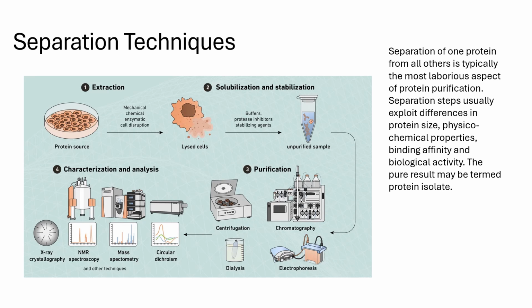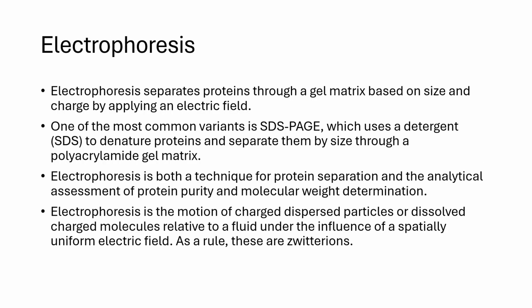All right, so during the purification process, they will use chromatography, centrifugation, dialysis, and electrophoresis, which we are going to learn. They may also use NMR, mass spectroscopy, circular dichroism, and X-ray crystallography. All these things are very important because you will be asked questions on electrophoresis, centrifugation, chromatography, mass spectroscopy, and NMR spectra. Trust me, you will be asked. Electrophoresis. What is electrophoresis?